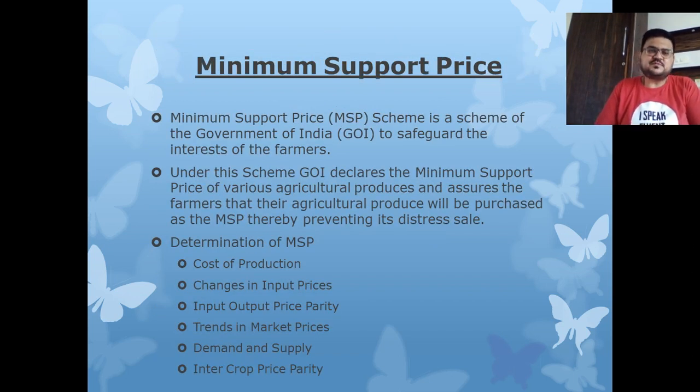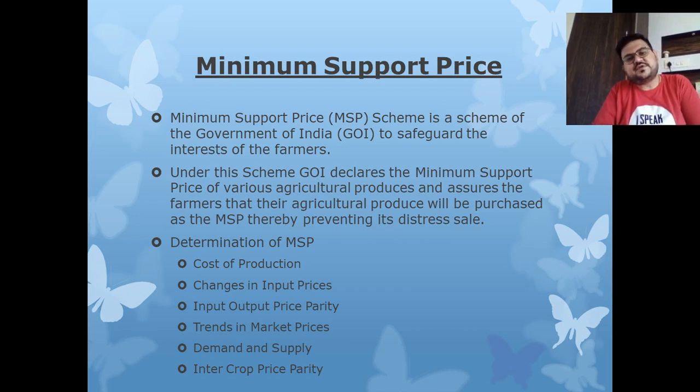Now, what is MSP? What is minimum support price? Minimum support price scheme is a scheme of Government of India to safeguard the interest of farmers. Under this scheme, GOI declares the minimum support price of various agricultural produces and assures that the farmers' agricultural produce will be purchased at MSP, thereby preventing its distressed sales. So with the help of this, they are able to give some support to these farmers. They decide that this is the minimum amount a farmer will receive for 1 kg of the produce, and this MSP is decided by the government. This is to safeguard the farmers.